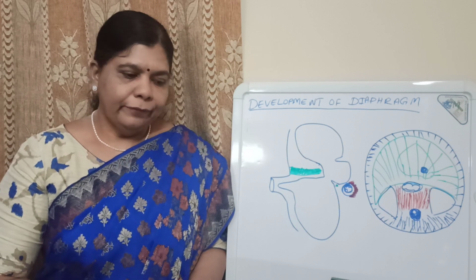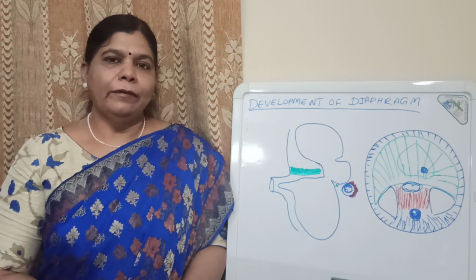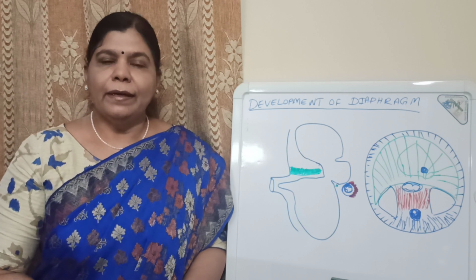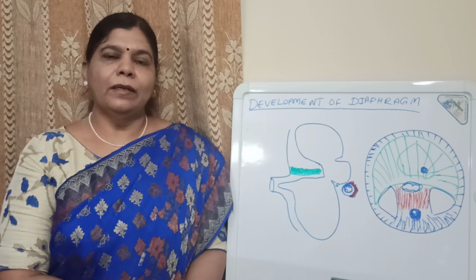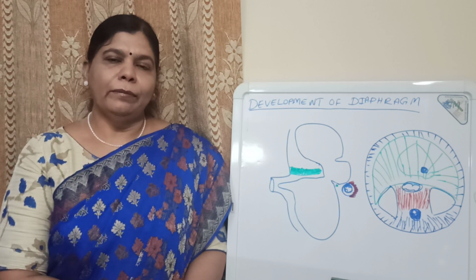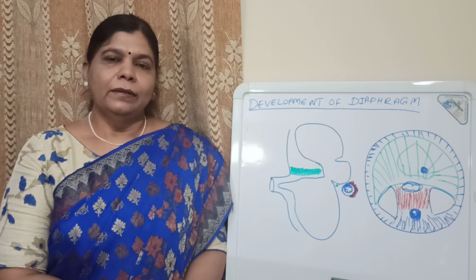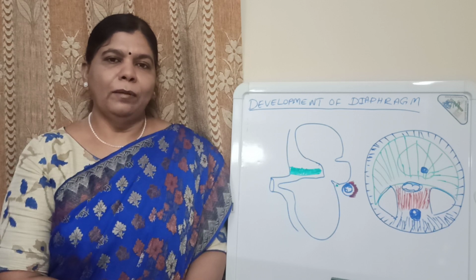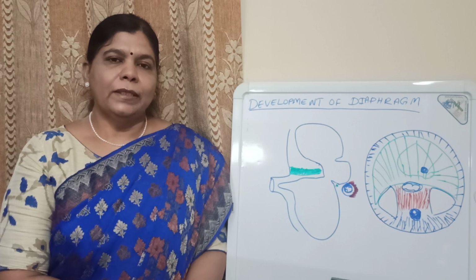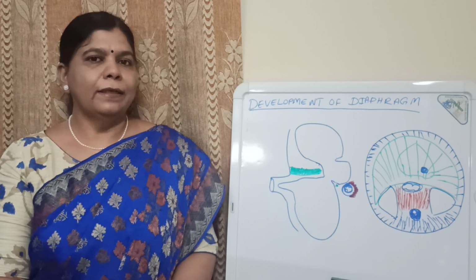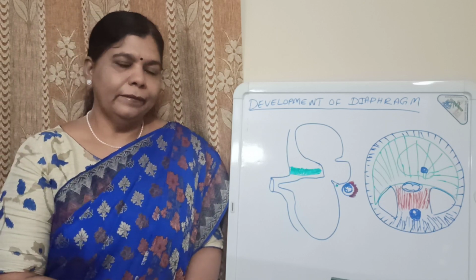If you see the diaphragm, it's the mammalian feature. It's only present in the mammals and it's derived from the innermost muscle of the body wall. That's why this diaphragm takes origin from the costal origins interdigitating with the transversus abdominis muscles. So that's the introduction to the development of the diaphragm. Now we will see the development of the diaphragm in detail.